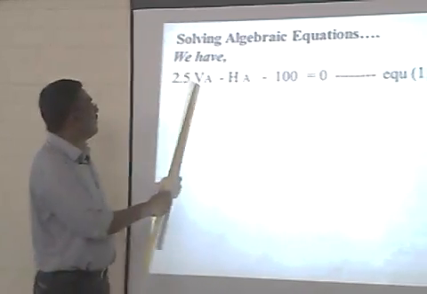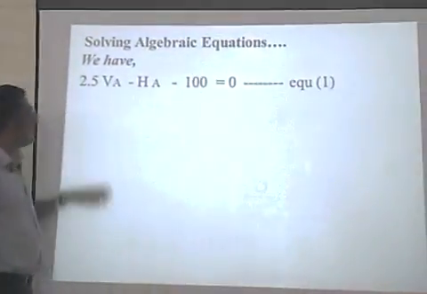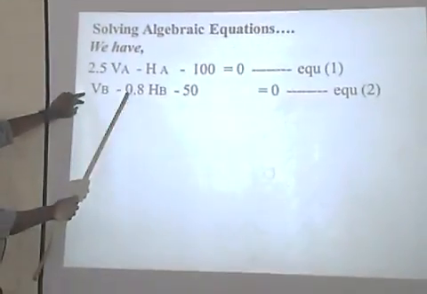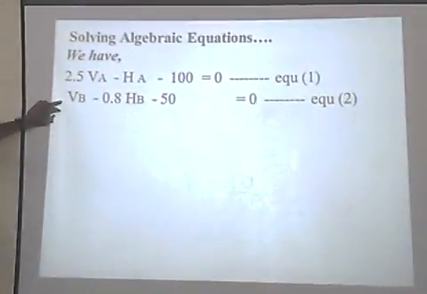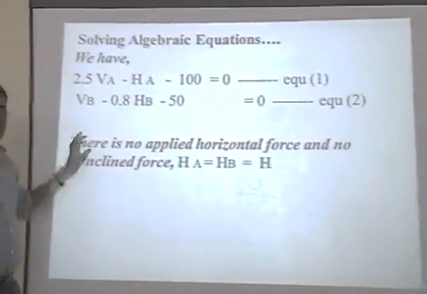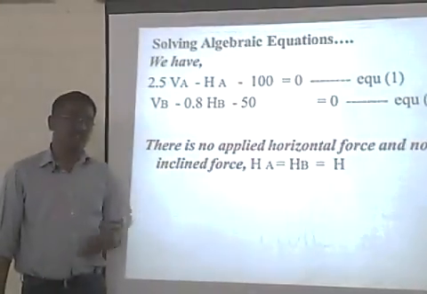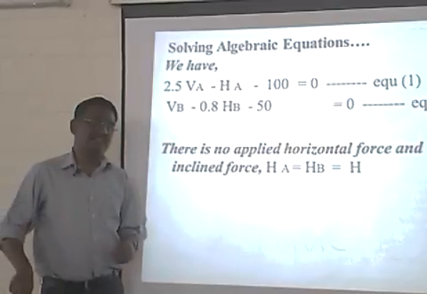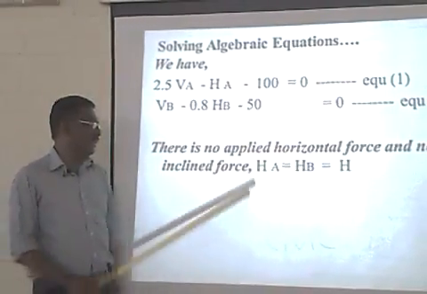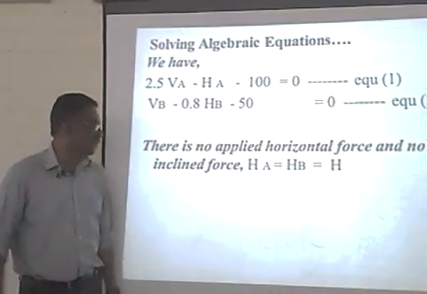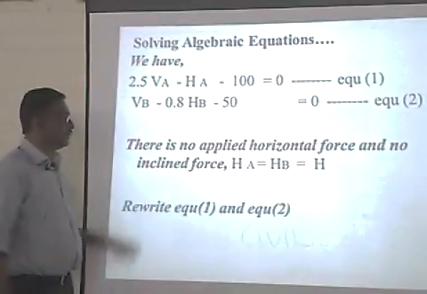Already we have 2.5 VA minus HA minus 100 is equal to 0, that is equation 1. And VB minus 0.8 HB minus 50 is equal to 0, that is equation 2. And here there is no horizontal force, so there is no inclined force. The only force applied is in the vertical direction. So naturally the horizontal force at A will be equal to the horizontal force at B. We can replace HA and HB with H.